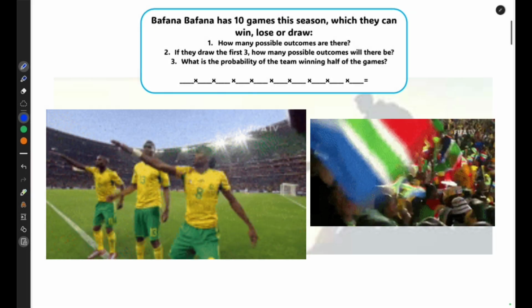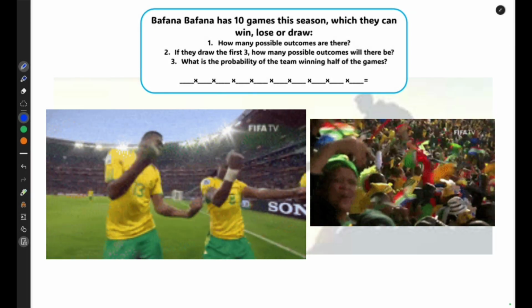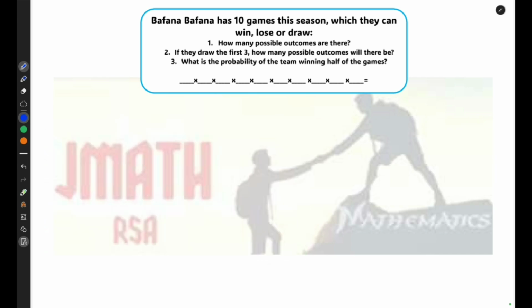Question 2: Bafana Bafana has 10 games this season, which they can win, lose, or draw. So I have 3 options for each match. Question 1, how many possible outcomes are there? So I made 10 spaces. Each of these spaces could be win, lose, or draw. So I'm just going to do 3 times 3 times 3 times 3 times 3, and I can rewrite that as 3 to the power 10. I'm definitely not going to write it out so many times every time. Because it's all the same amount of options, I can rewrite it as an exponent.